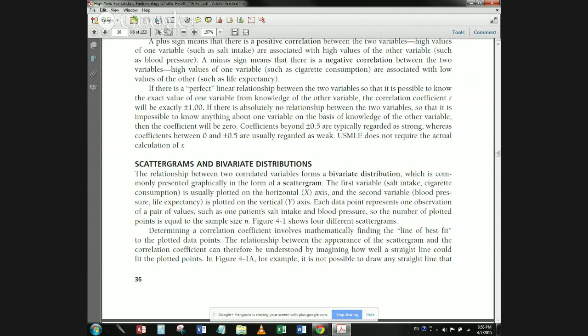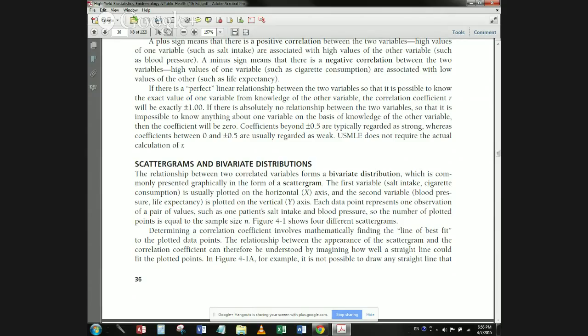If there is a perfect linear relationship between the two variables, so that it is possible to know the exact value of one variable from knowledge of the other variable, the correlation coefficient R will be exactly ±1. If there is absolutely no relationship between the two variables, so that it is impossible to know anything about one variable on the basis of knowledge of the other variable, then the coefficient will be zero.